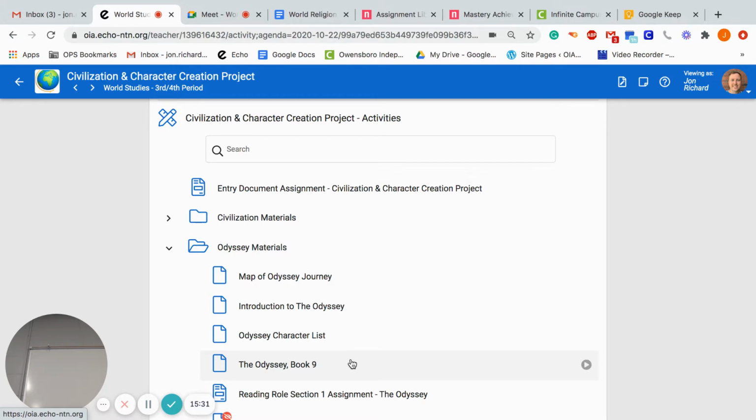Right. So everybody should have their Odyssey reading out. Ready? And we are reading section 4 today, which starts at the end of section 3.